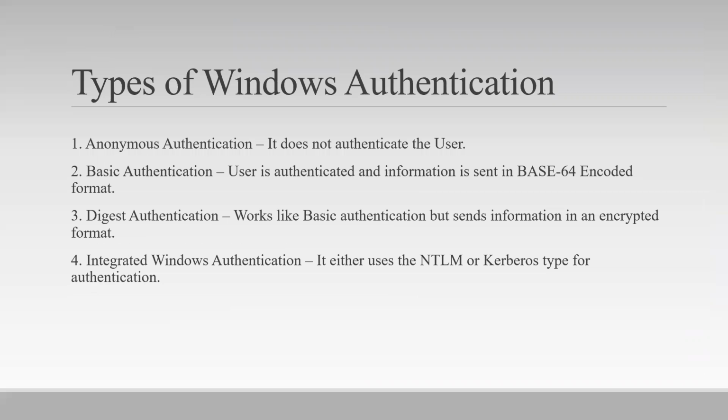Now there are different types of Windows authentication also: anonymous, basic, digest, and integrated Windows authentication. Anonymous means that it will not authenticate the user on the credentials. Basic means that the user is authenticated and information is sent back in a base64 encoded format. Digest authentication is similar to basic authentication except that information is sent in an encrypted format. And the last is integrated Windows authentication. This type of authentication uses either NTLM or Kerberos for Windows authentication.